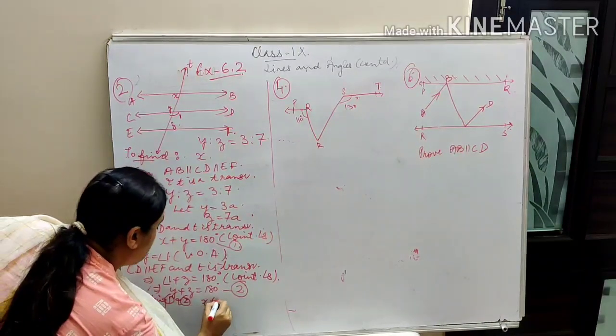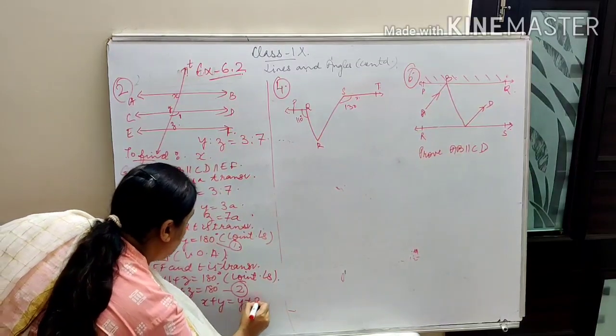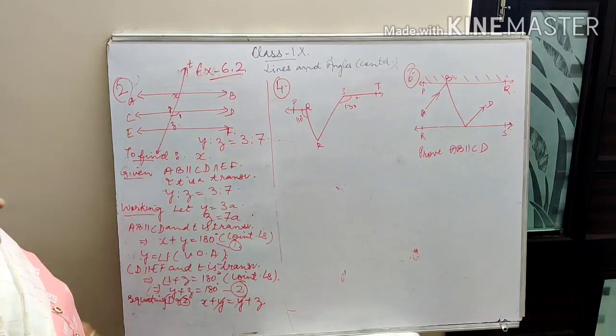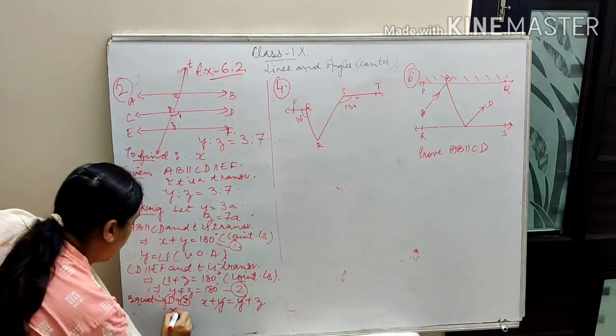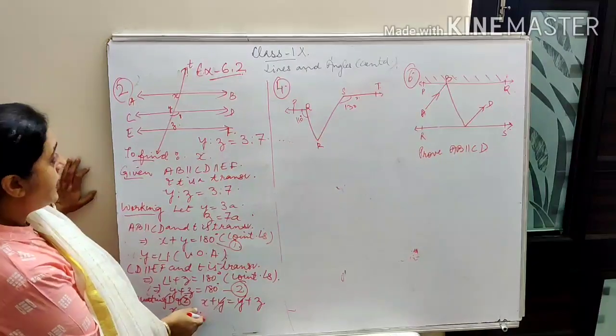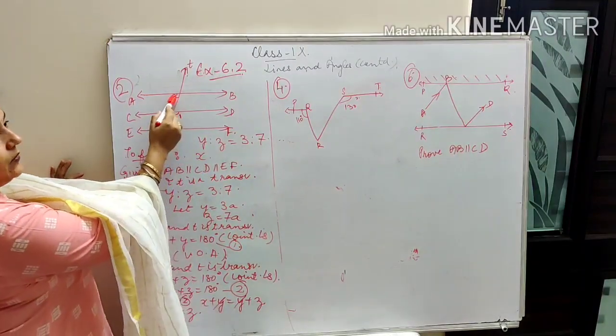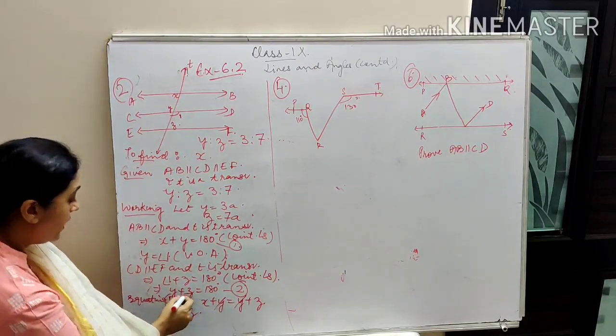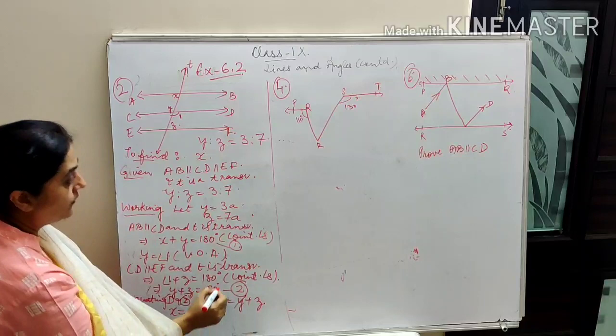We have X plus Y is equal to Y plus Z. Y cancels off. So what do you get ultimately? Ultimately I got X is equal to Z. Now you can write X as Z. So please check it out. Y plus Z is equal to 180.